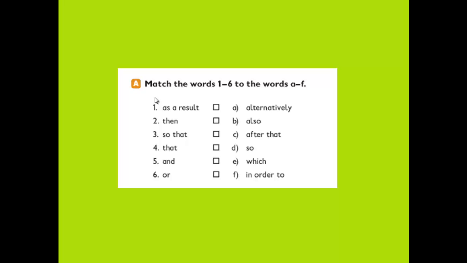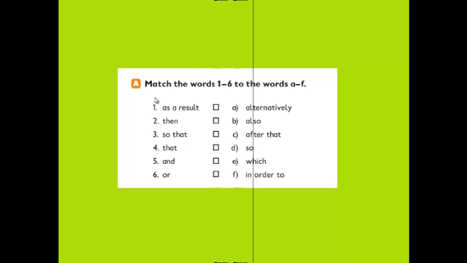In order to. Number 4, that. That means which. And number 5, and. And here means also. And finally, we have or, which means alternatively.